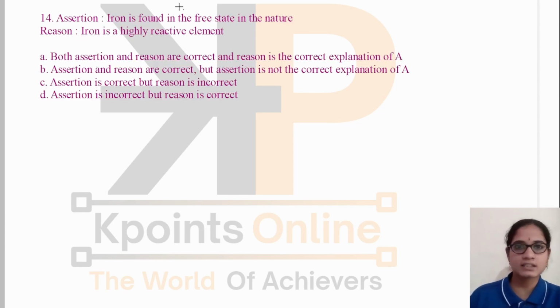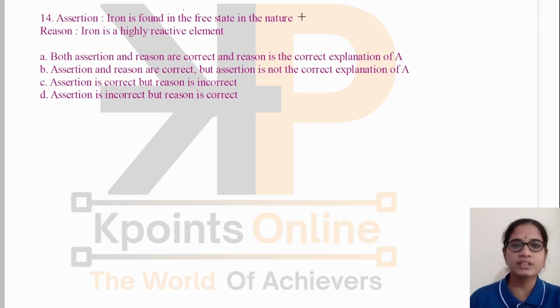Next, let us read the question. Assertion: iron is found in the free state in nature. Reason: iron is a highly reactive element. Now the options are: both assertion and reason are correct, and reason is the correct explanation of assertion; assertion and reason are correct, but reason is not the correct explanation of assertion; assertion is correct, but reason is incorrect; assertion is incorrect, but reason is correct.